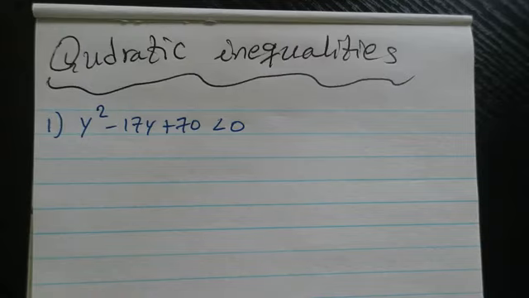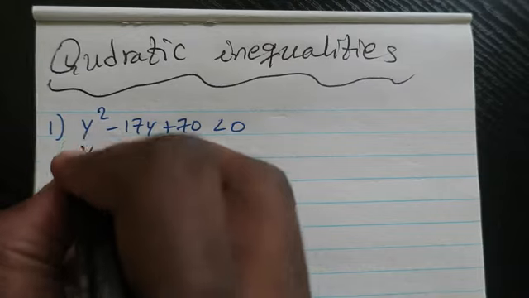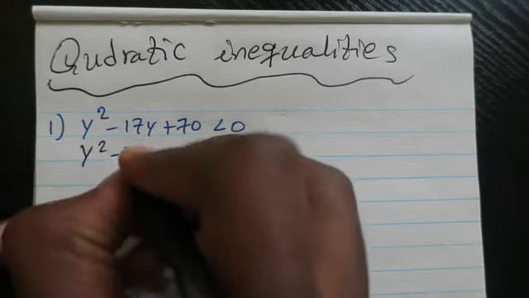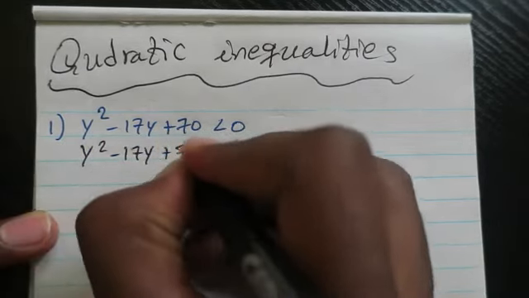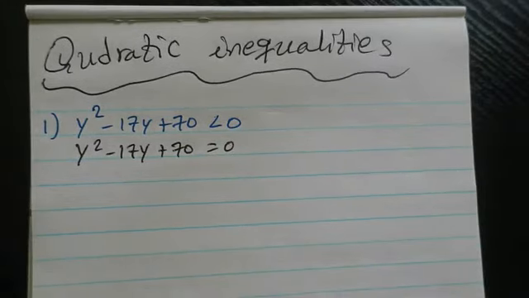Now, in order to solve an inequality, we need to know how to solve the equation first. So, to solve a quadratic inequality, we need to solve the corresponding quadratic equation. Change it to an equal sign first and figure out where it's equal to 0.